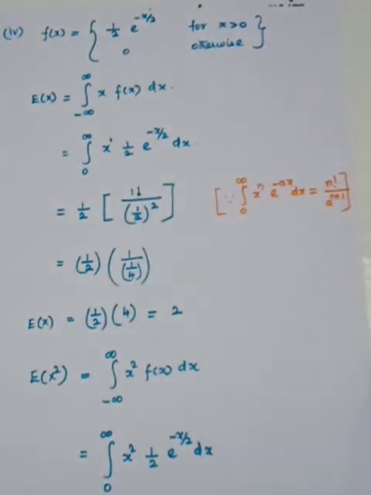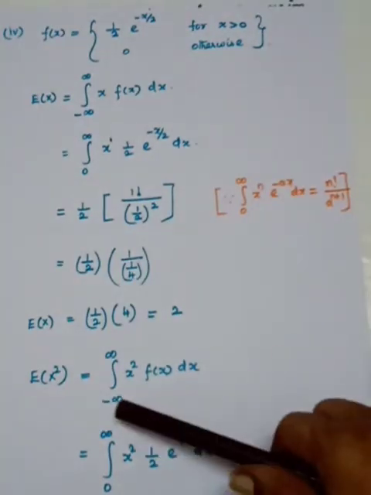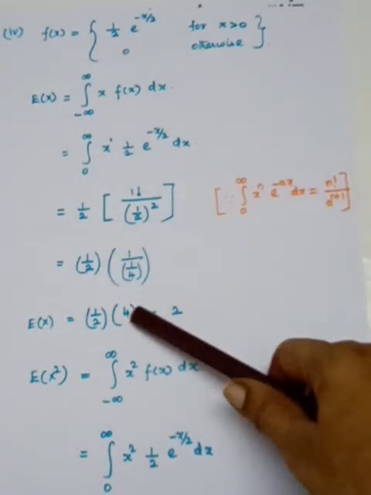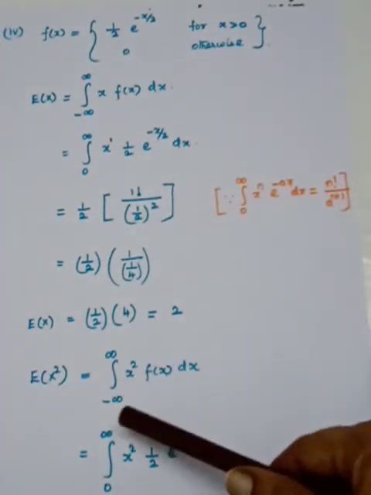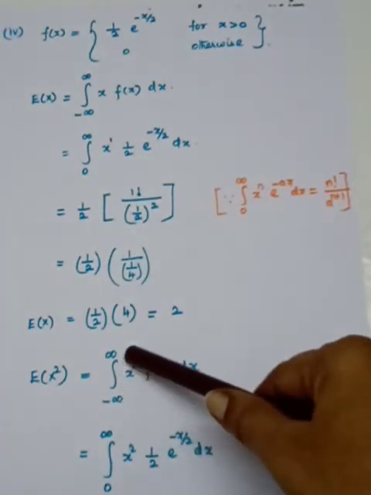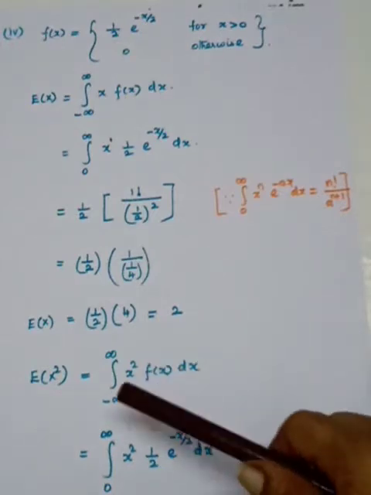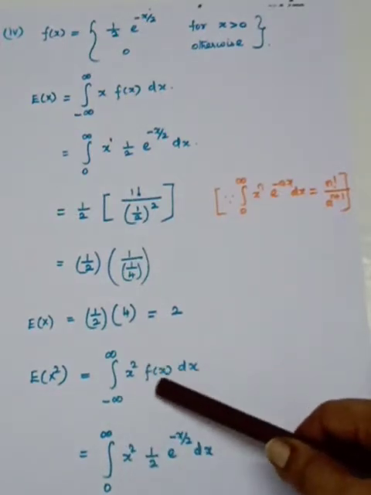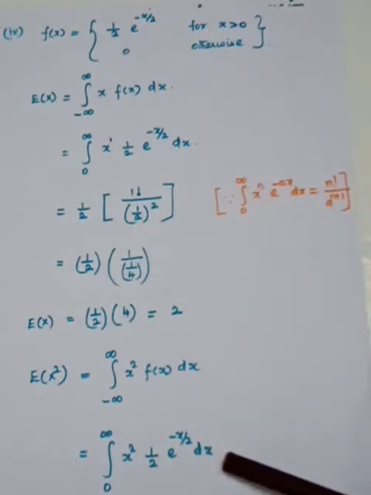In the same way, E of x squared has to be found. Mean is over. To find variance, we need E of x squared. So the formula is integral minus infinity to plus infinity x squared f of x into dx. So this interval can be written as 0 to infinity alone. In the first interval f of x is 0. So therefore x squared is written. What is your f of x here in this interval? Half into e power minus x by 2 into dx.